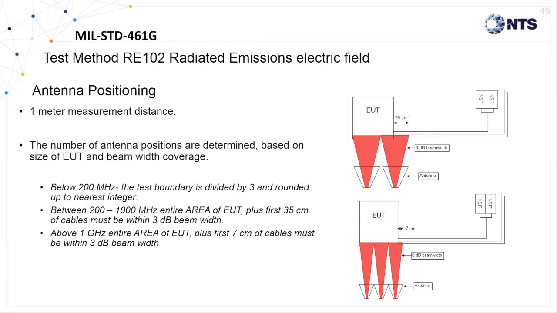So below 200 megahertz, the test setup boundary length, including the EUT and cabling, shall be divided by 3 and rounded up to the nearest integer. Therefore, if the test setup is less than 3 meters in length, then only one antenna position would be required. Now, between 200 megahertz and 1 gigahertz, the surface area of the EUT plus the first 35 centimeters of cabling that interconnects with the EUT must be measured within the receive antenna's half-power beam width. Then above 1 gig, the surface area of the EUT plus the first 7 centimeters of cabling that interconnects with the EUT must be tested within the antenna's half-power beam width.